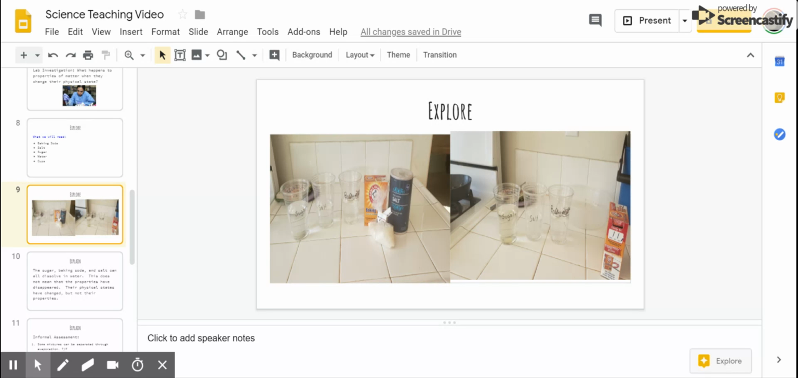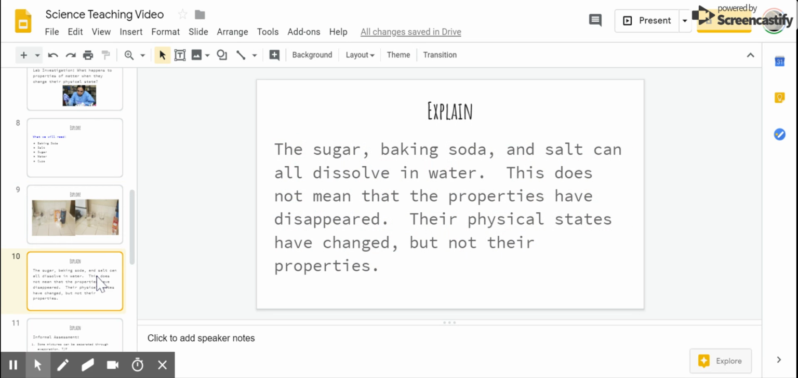And this is where I would have a conversation with my students about why. And the answer that I will be looking for is that the sugar cubes or crystals are bigger than the salt cubes or crystals and the baking powder. So it would take a little more time for those sugar crystals to dissolve because they were bigger. So I would further explain that the sugar, baking soda, and salt can all dissolve in water. This does not mean that the properties have disappeared. Their physical states have changed, but not their properties.